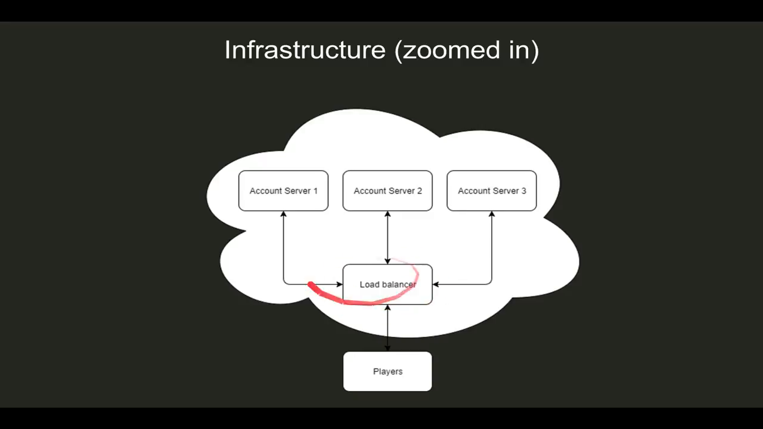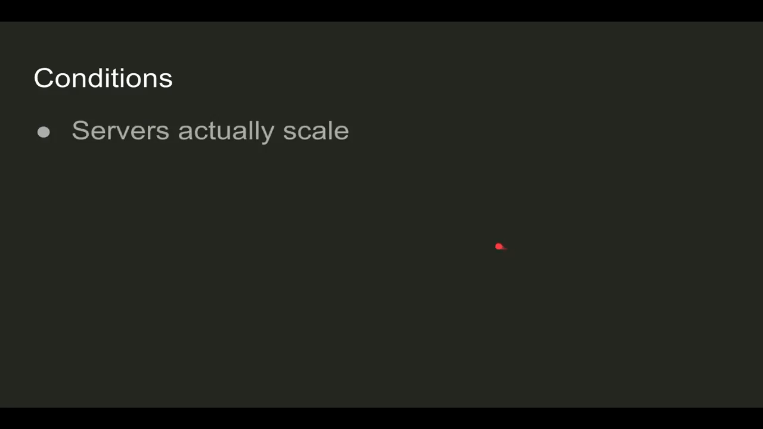This is where the load balancer comes in. Its name is quite literal. It's balancing the load across the endpoints behind it, in this case account servers, that way no single server is overburdened. This system would work well in a world where two conditions are met. One, more account servers get spun up when the demand is too high for the current number to handle. And two, users aren't jerks.